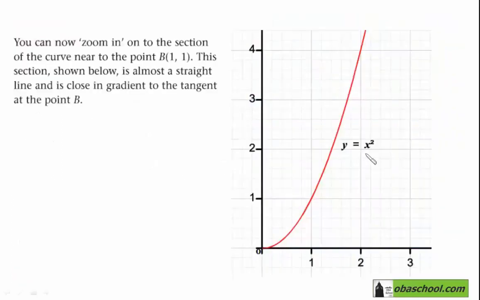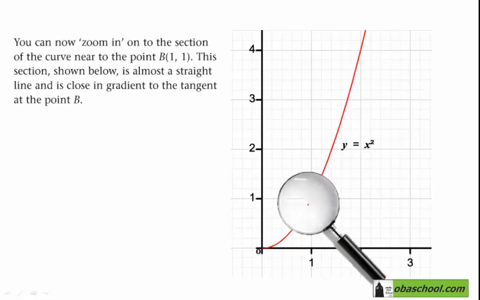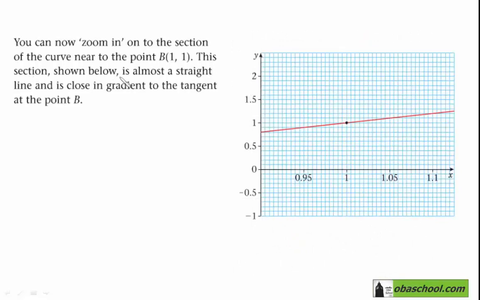Now, if we try to zoom in on this sketch for the parabola y equal x squared, and magnify the area mostly around the point (1, 1), which is the point B, we can say that we are almost having a straight line, close in gradient to the tangent at the point B. Zooming in, magnifying around the point (1, 1), that is the tangent point, we can see the curve is almost a straight line.